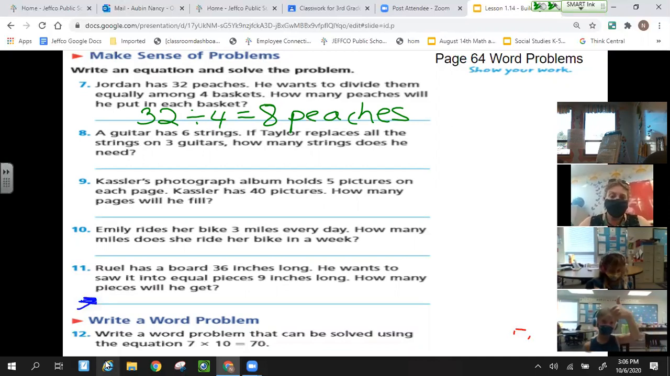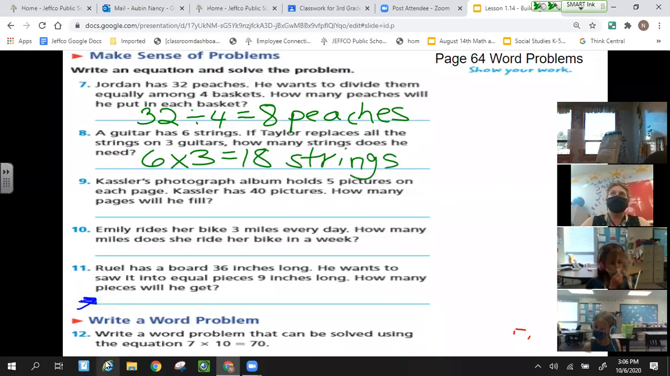Ellie, what did you and your partner come up with for number 8? 6 times 3 equals 18. Thumbs up if you agree. Thumbs up at home if you agree. If you agree, you were right. Okay, I'm going to do one more because a lot of people went ahead. Elena. Number 9.